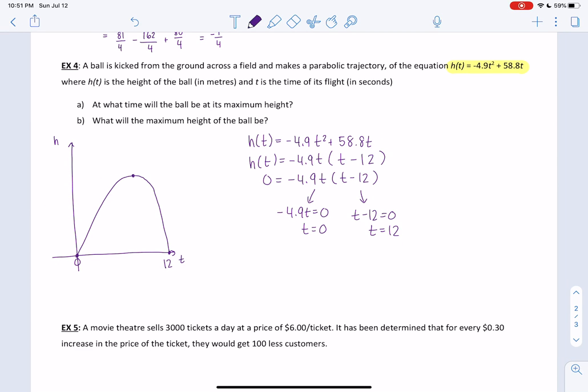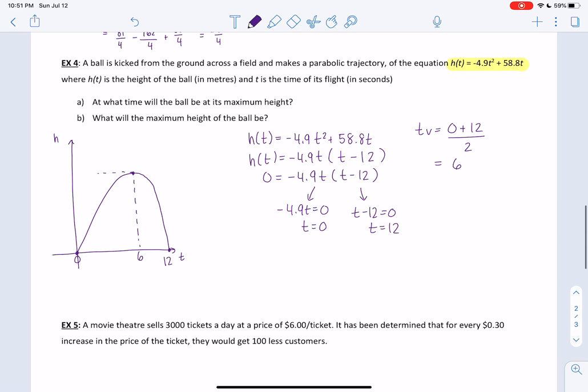So now let's find our one coordinate of the vertex. So our t of the vertex, if you will. So we're going to take those two, add them together, and divide them by 2. That will give us 6. So that happens at 6. And now we need to figure out the matching height. So h of 6 will be negative 4.9 times 6 squared plus 58.8 times 6. And I'm just going to put that into my calculator because there's a lot of decimals there.